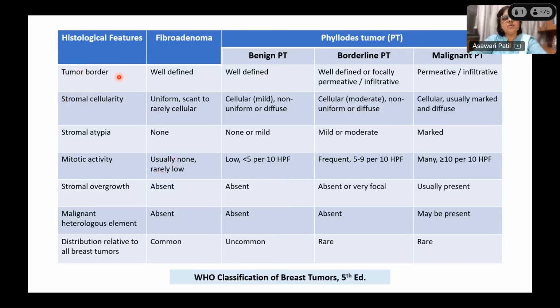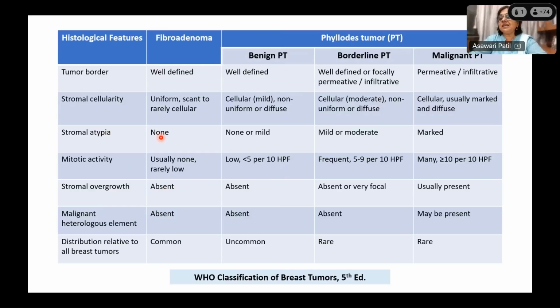Now, first, most important is tumor border. Tumor border will be well defined for fibroadenoma, benign PT, and borderline PT maybe. But in a biopsy, you can't see the tumor border. So that is out. What we can look at is stromal cellularity, stromal cell atypia, and mitotic activity. Now, for mitotic activity, you have to go for 10 HPF. Can we count 10 HPF in a core biopsy? Less likely. That's why it is difficult to differentiate between the two.